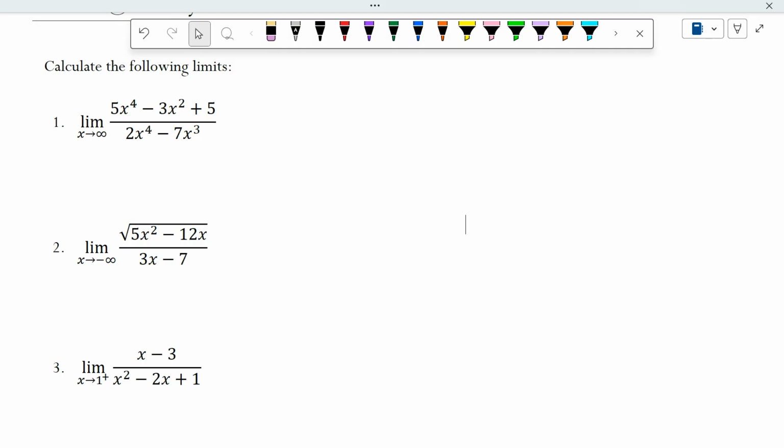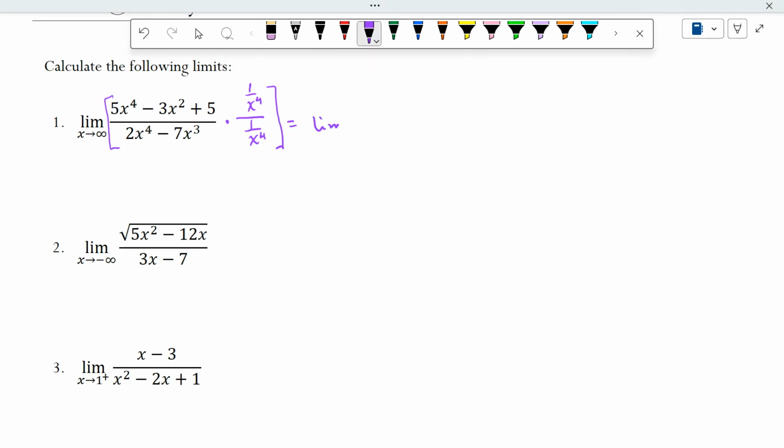vertical asymptotes, right? So what do I need to do when I plug in infinity with direct substitution? I get an indeterminate form, infinity over infinity. So how am I going to handle this one? One over x to the largest exponent. So in this case, that is going to be x to the fourth over 1 over x to the fourth. So I have to multiply by a form of positive 1.